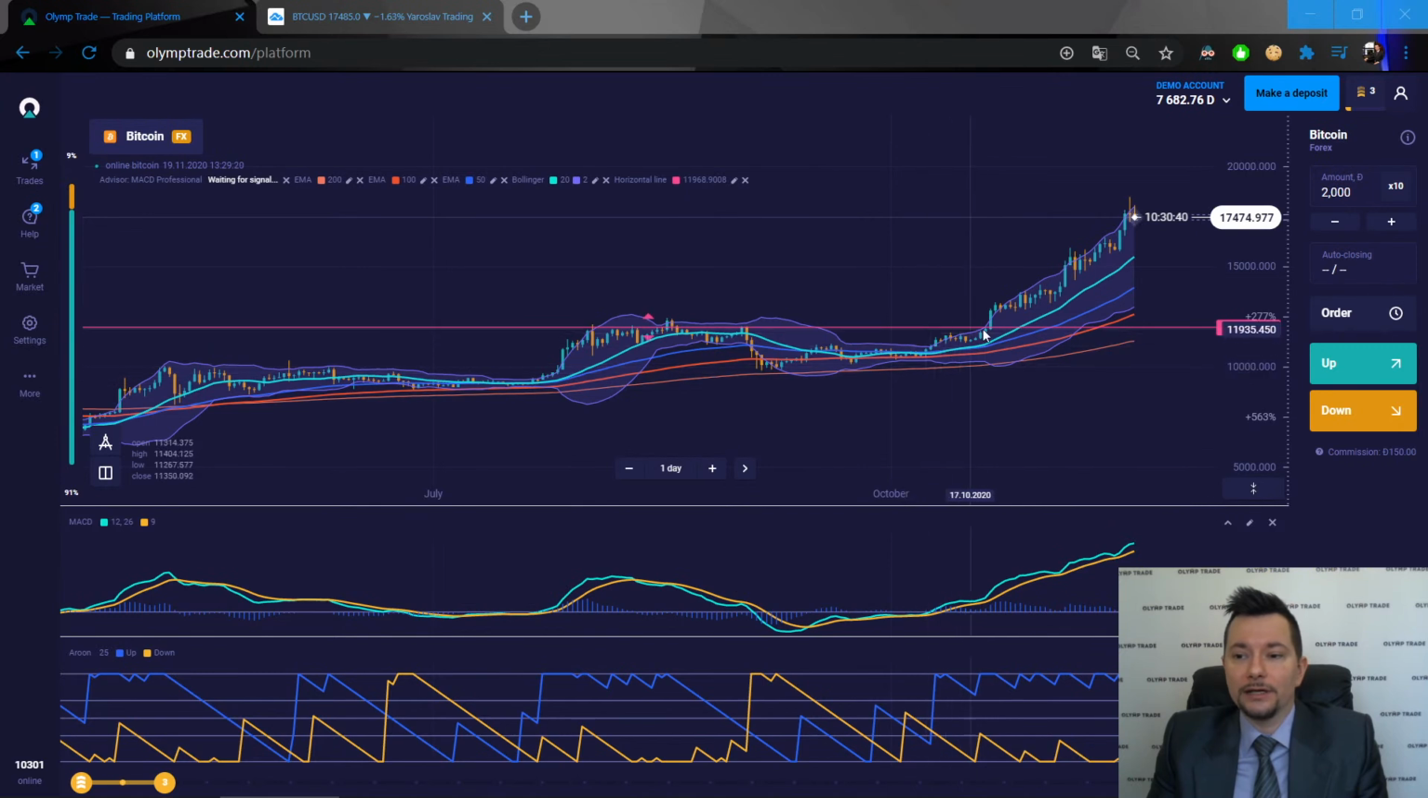So again, we are having the breakout right here, but the A-Rune indicator is showing us that right here already the bulls are in charge. So this is one of the indicators that helps you guys with trading Bitcoin. Trading patterns we discussed, trading experiences.